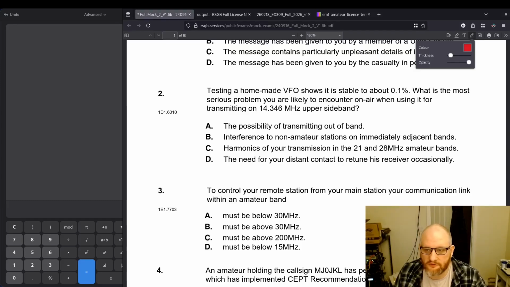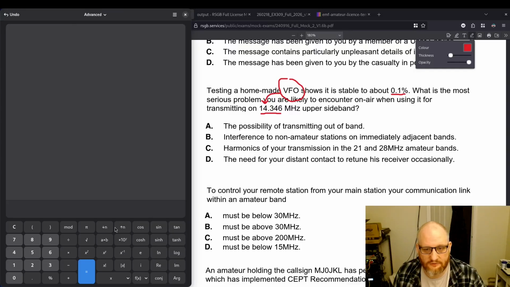So we're given two pieces of critical information here. One is 14.346 MHz, which is a frequency we want to be transmitting on, and two is the drift of this variable frequency oscillator. So it may be 0.1% of this value below, or it may be 0.1% of this value above. Now, because we know that tolerance and we know the frequency we want to transmit on, we can then figure out the upper and lower bands where we end up transmitting. So let's plug some numbers into the calculator.